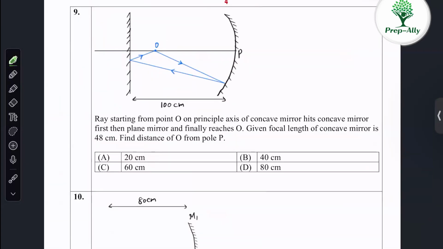And then question number 9. So they are given a ray starting from point O. It first hits the concave mirror, then it is hitting the plane mirror, and then finally the image ray is coming here.